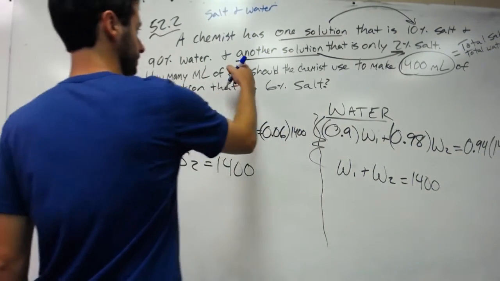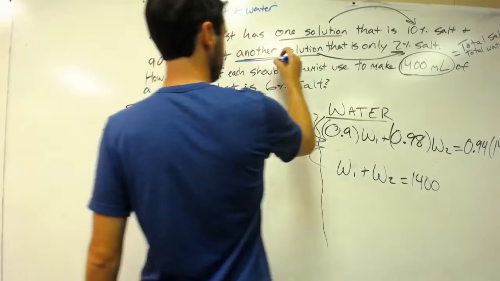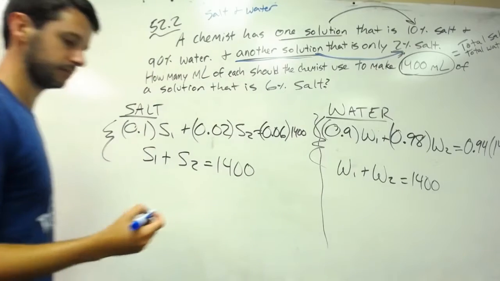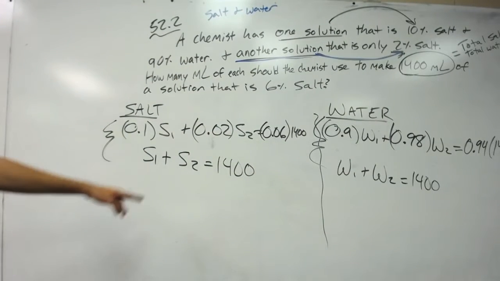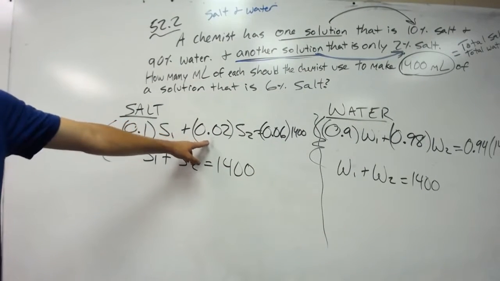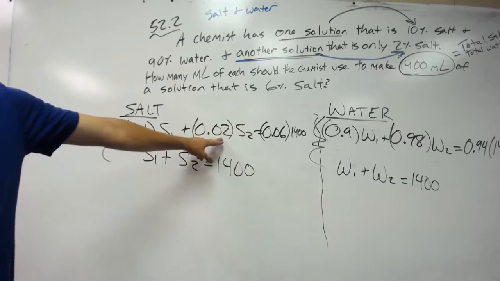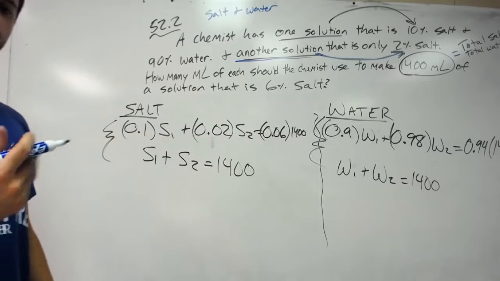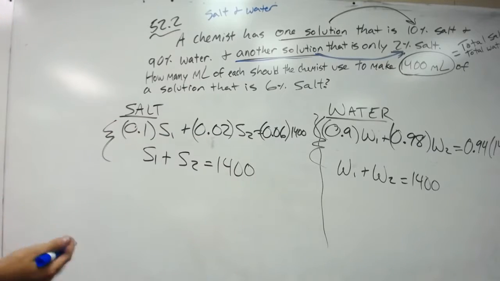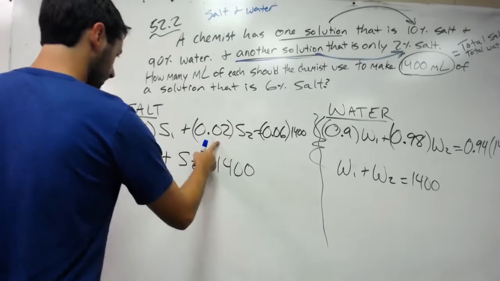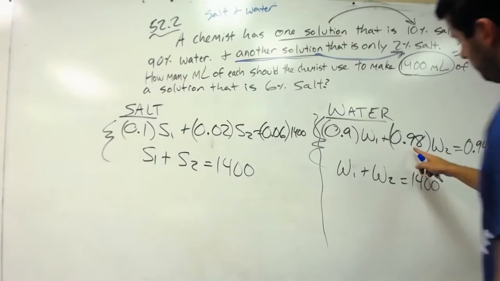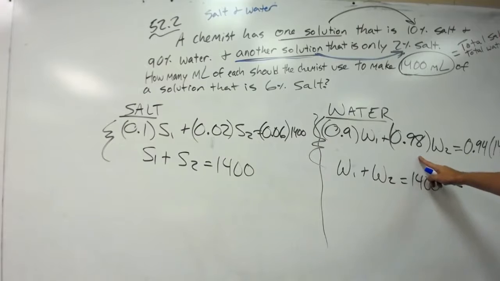Second solution says another solution that is 2% salt. So salt 2, 2%, 0.02, salt 2. Or if we were doing water, that would be the difference of 0.02 or 2% and 100%. So that would be 98%, 0.98 water 2, since it's our second solution.